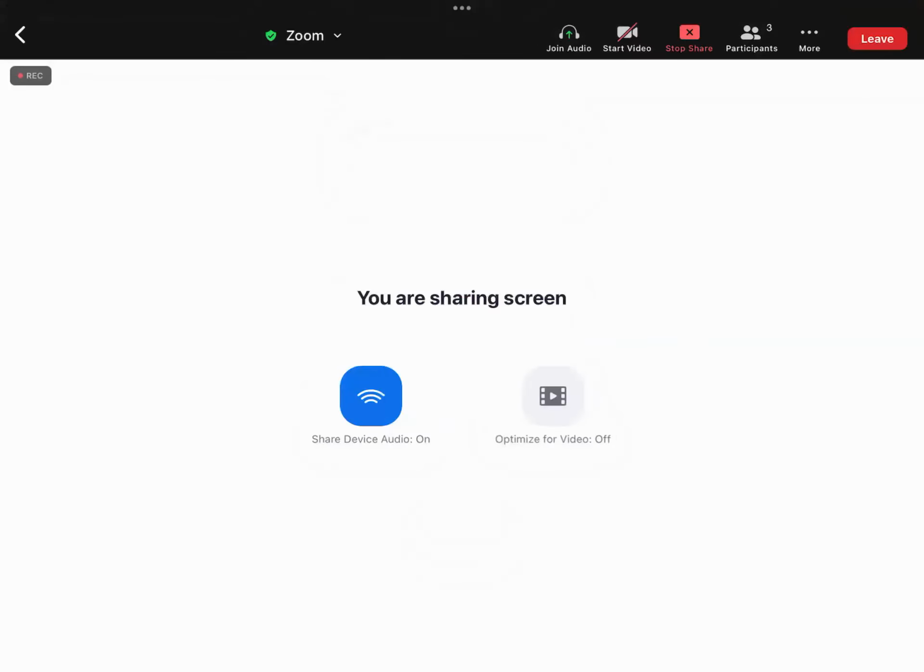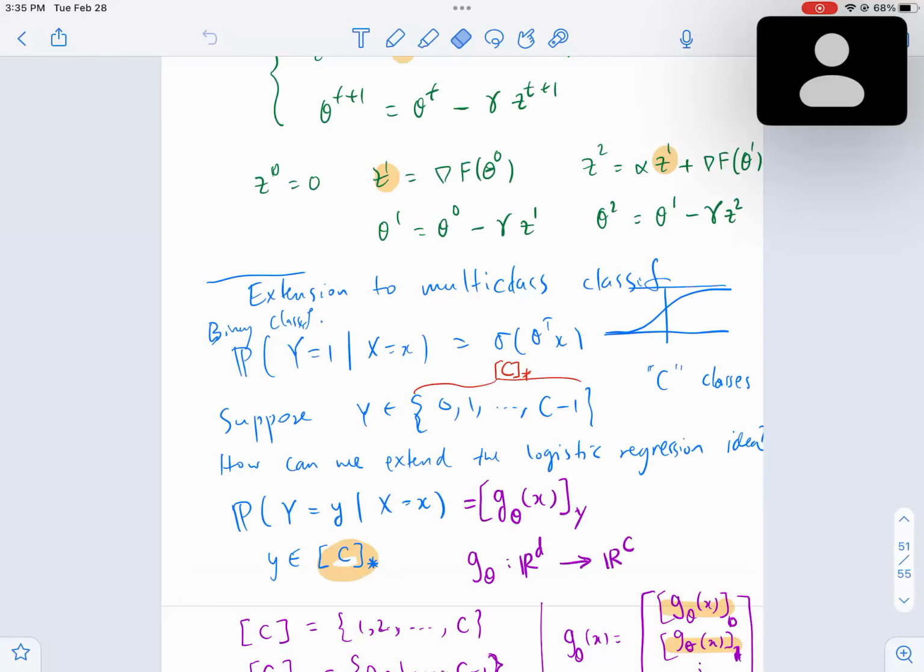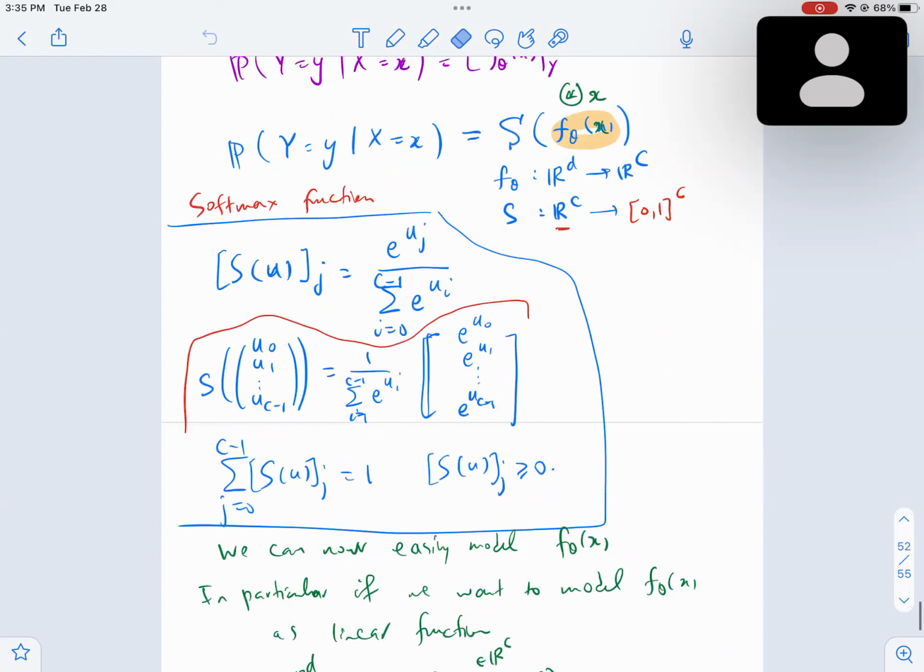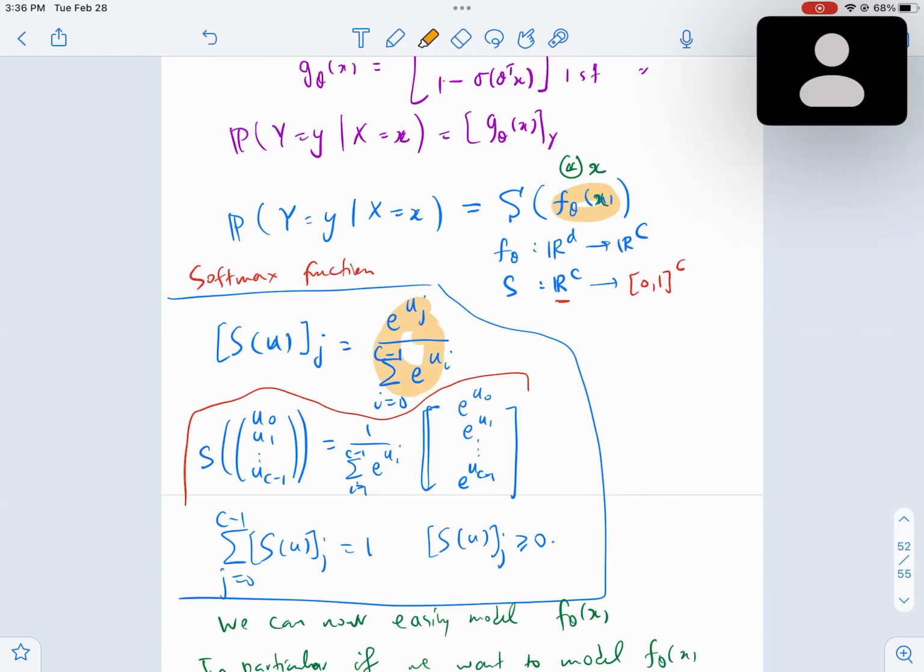So what we were talking about last time was how to extend these ideas to multiples. Sorry, let me share my screen. So, how to extend the ideas to multi-class classification, and we ended up, if you recall, by introducing this softmax function.